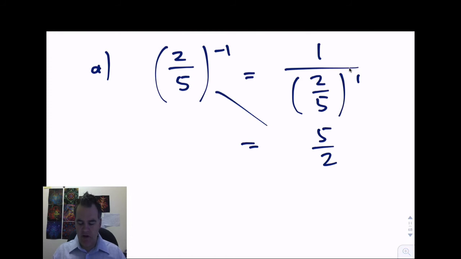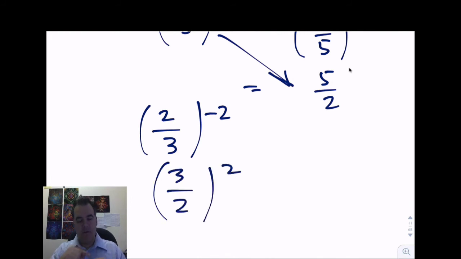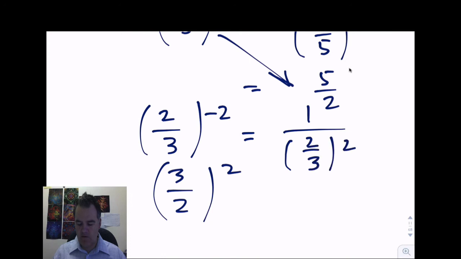Okay, so that suggests, if we look at these two here, that a way to deal with negative indices when you've got a fraction is just to flip the fraction upside down. And that works even if we say like 2/3 to the power of -2. I could just straight away say that's 3 over 2 to the power of +2. So flip the fraction around and that will change that sign. Doing it the long way, 1 over 2/3 squared. So that is 1 divided by 2/3 squared, so that's 1 times 3 over 2 squared. So it's easier to think of it that way.